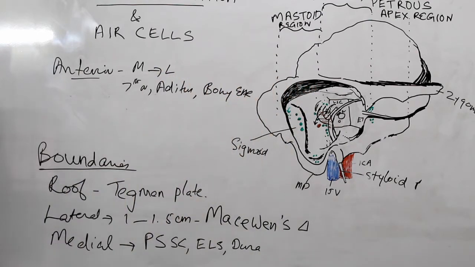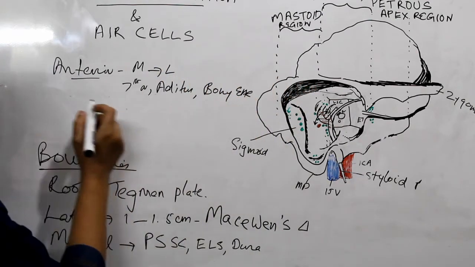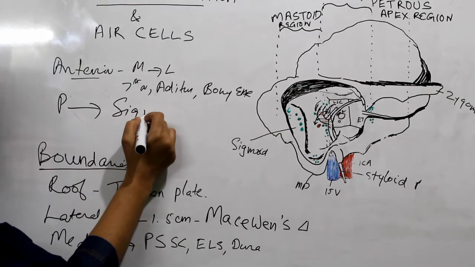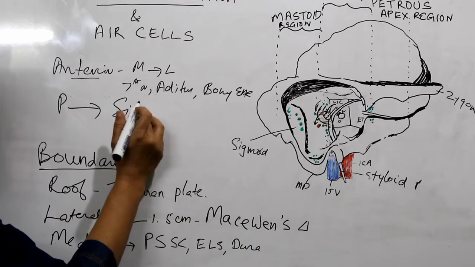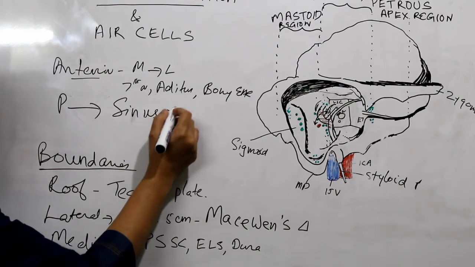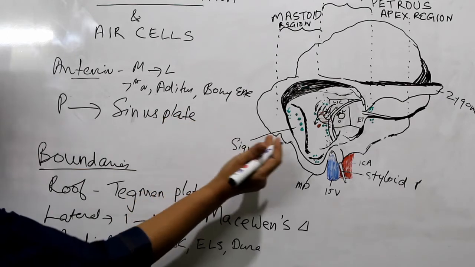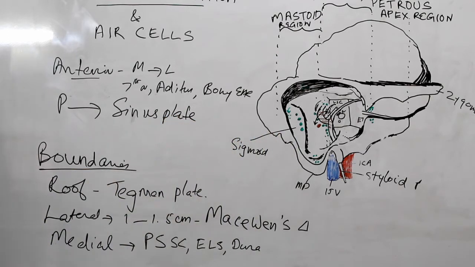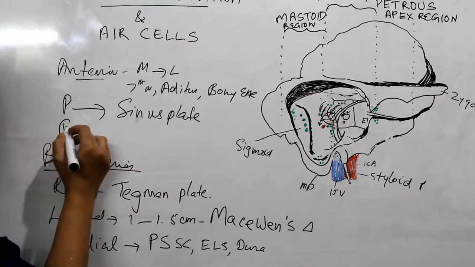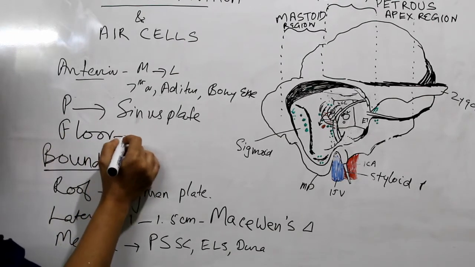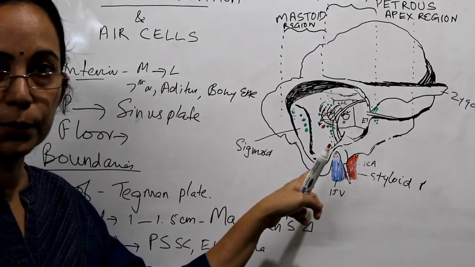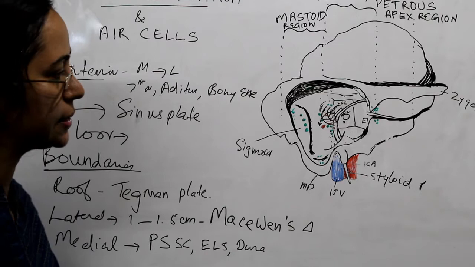Then what is in the posterior wall? It's very clear here. It is the sigmoid sinus. Posteriorly comes the sinus plate, which separates the mastoid antrum from the sigmoid sinus. And next, the floor. This is the floor. It is formed by the mastoid bone and the communicating air cells.